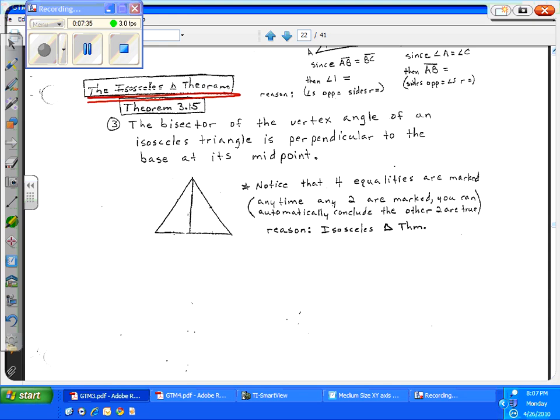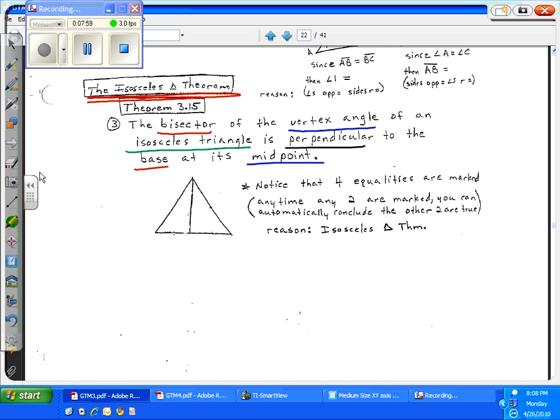The isosceles triangle theorem says that the bisector of the vertex angle of an isosceles triangle is perpendicular to the base at its midpoint.